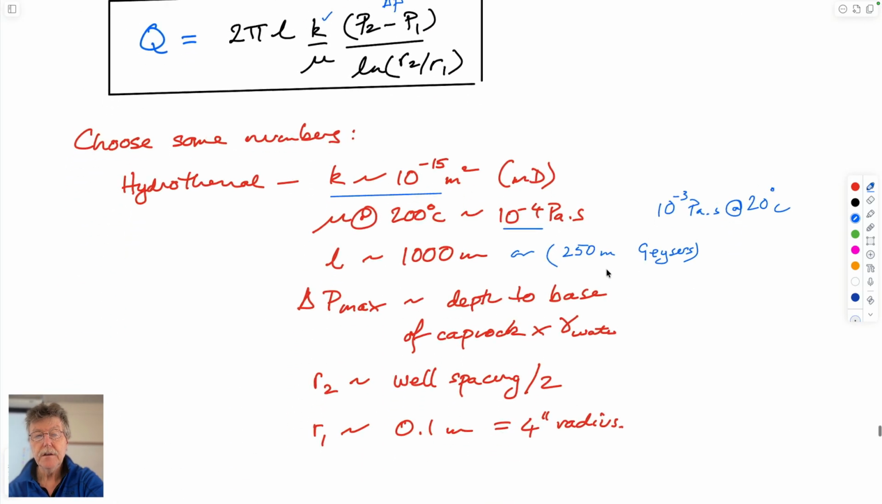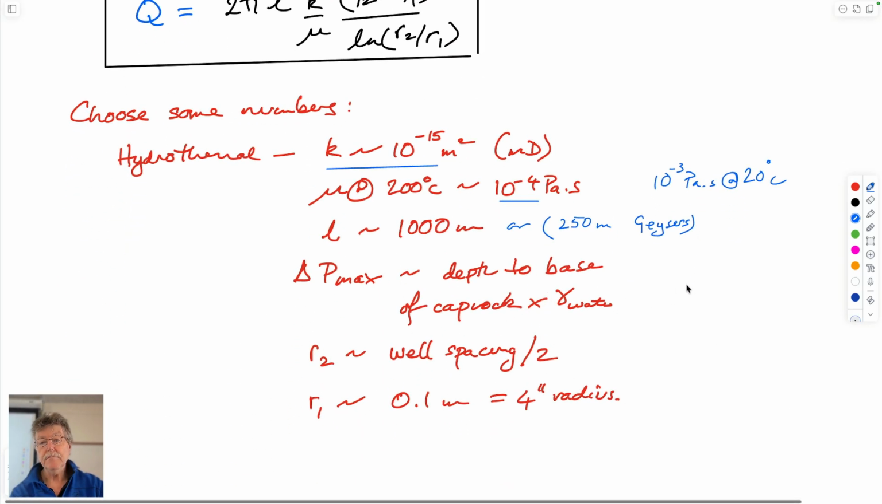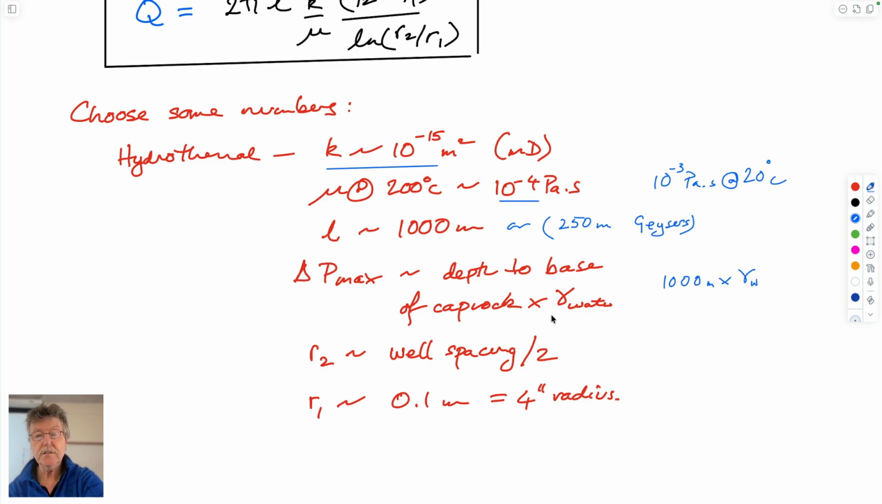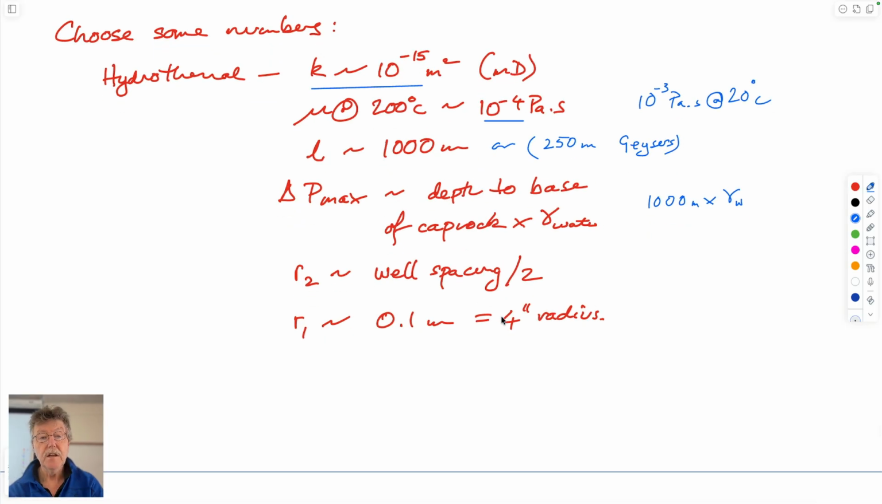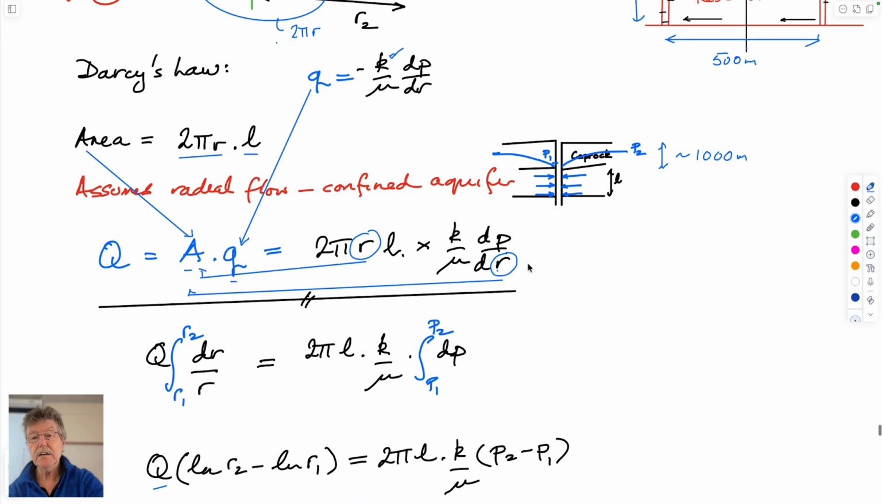So in terms of the pressure change would be 1,000 meters times the unit weight of water. The unit weight won't change if it's still liquid. It certainly won't change as much as the viscosity will. The well spacing might be of the order of, well spacing by 2 is the radius. So this distance here is spacing over 2.